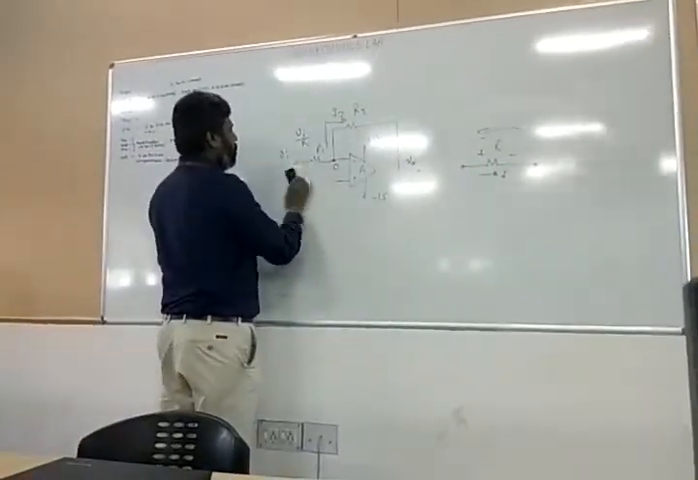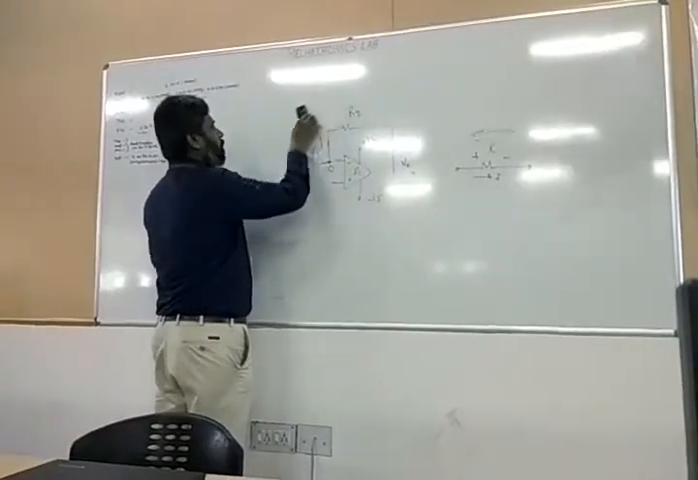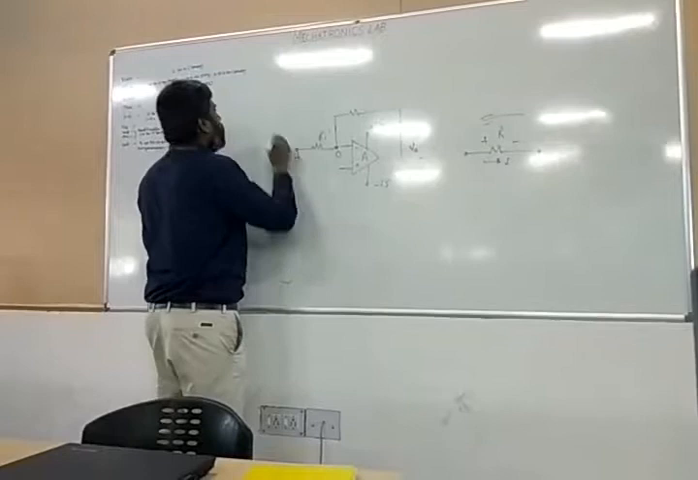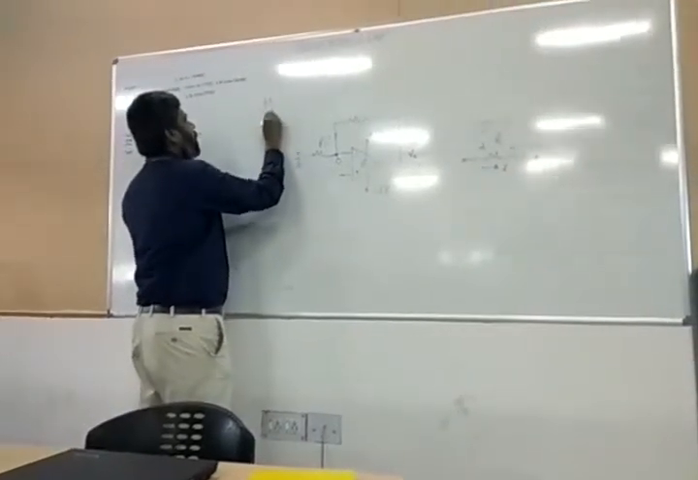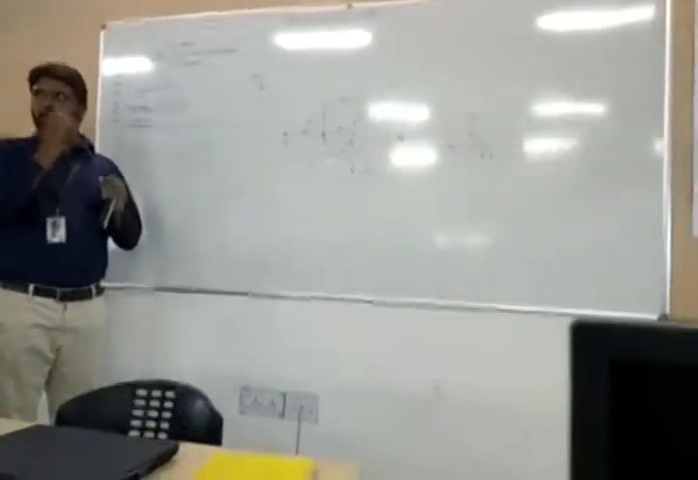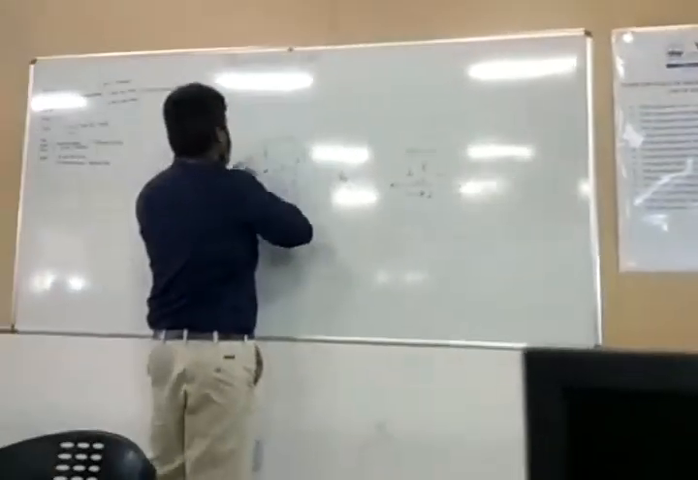Suppose instead of inverting, I apply the input at the non-inverting terminal, what will happen? So we got minus R2 by R1. This negative sign clearly indicates that it's inverting. There is a 180 degree shift, correct? This is R2.